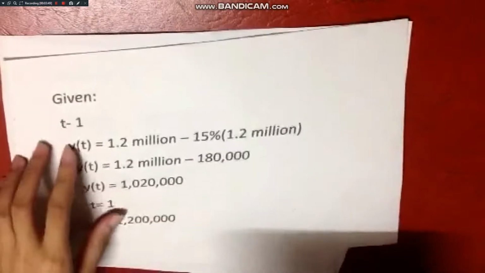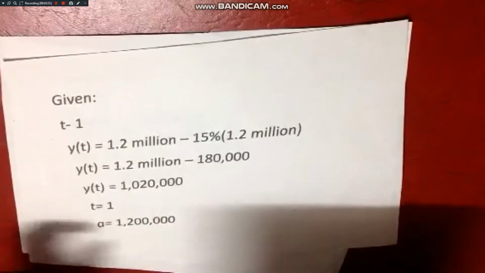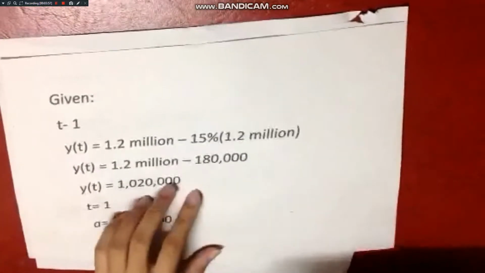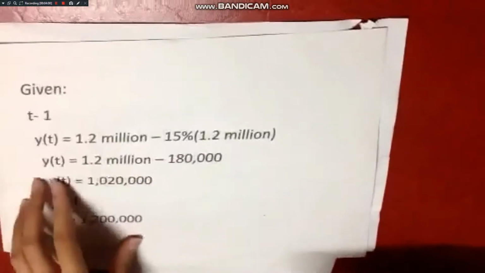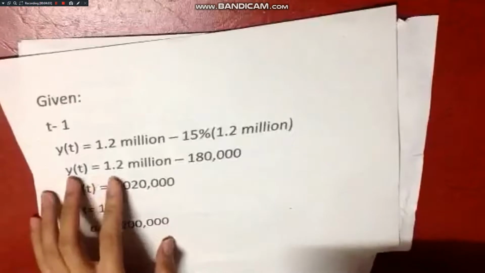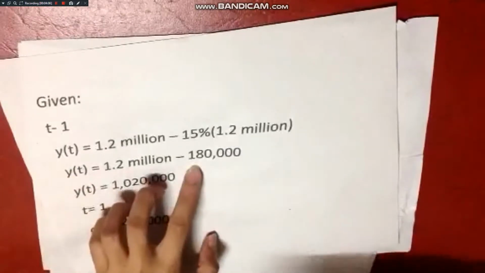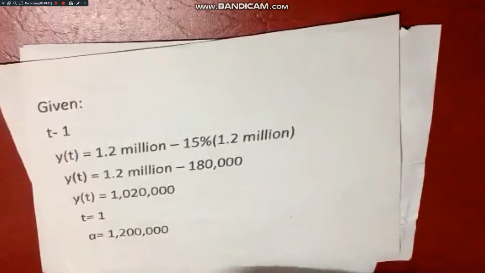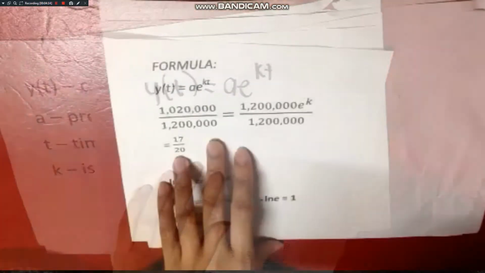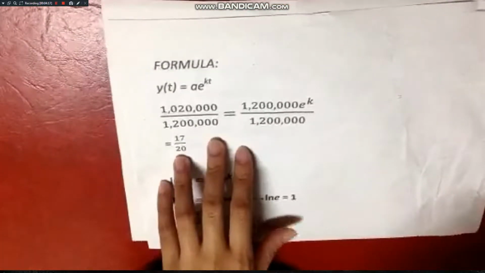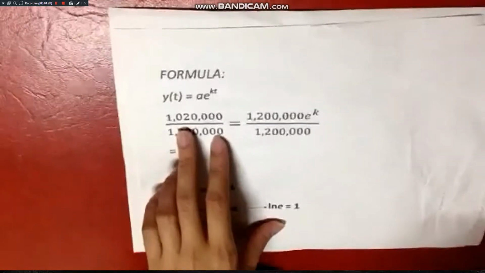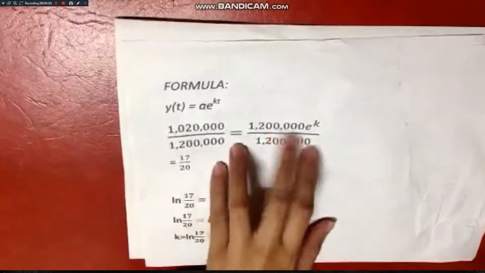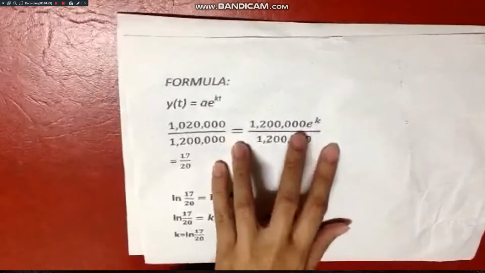Given, t is equal to 1. y of t is equal to 1.2 million minus 15% times 1.2 million, which is 1.2 million minus 180,000. t is equal to 1. Substitute the following values into the formula: 1,020,000 is equal to 1,200,000 times e to the power of k.